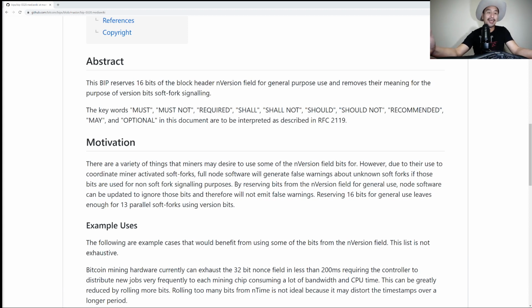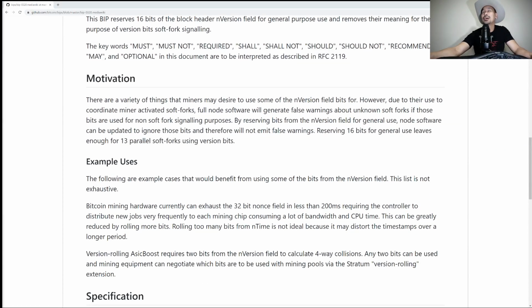Basically, miners can use that version field as additional nonce space, and that gives them a lot more room to find the proof of work easier. And a lot of mining equipment now uses ASICBoost because that little bit of hash power that you can get absolutely matters. Anyway, here's the motivation.